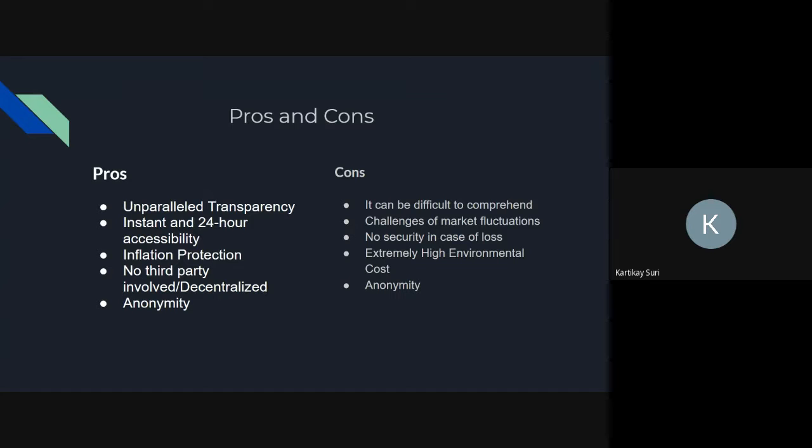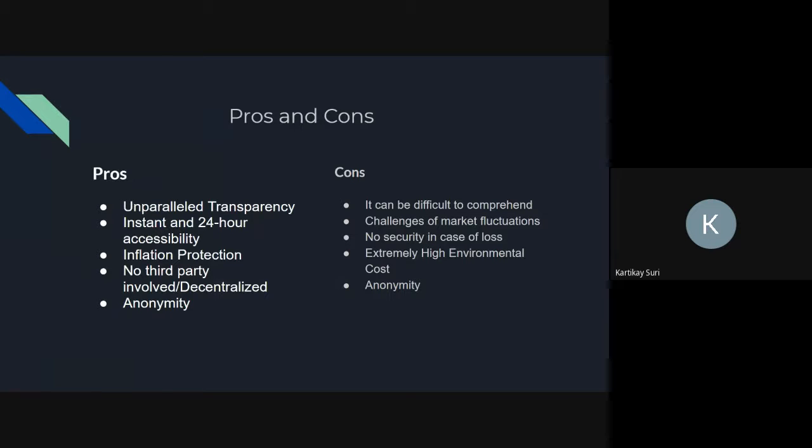There are challenges of market fluctuations. Because of the rapid increase in the number of people being involved, the rapid changes in supply and demand cause an increase in volatility and hence an increase in the market fluctuations. So that's why the prices keep flickering for Bitcoin.